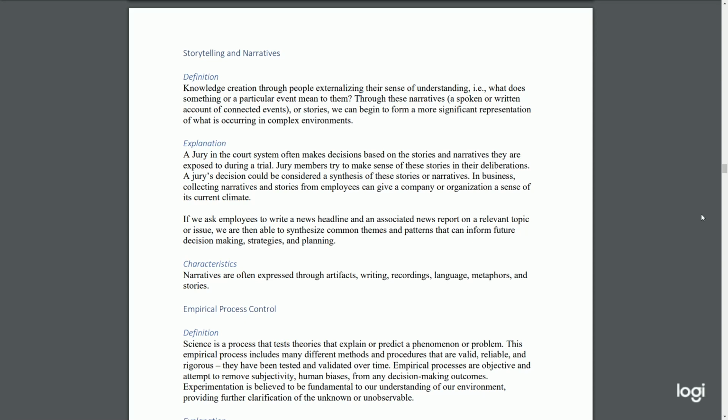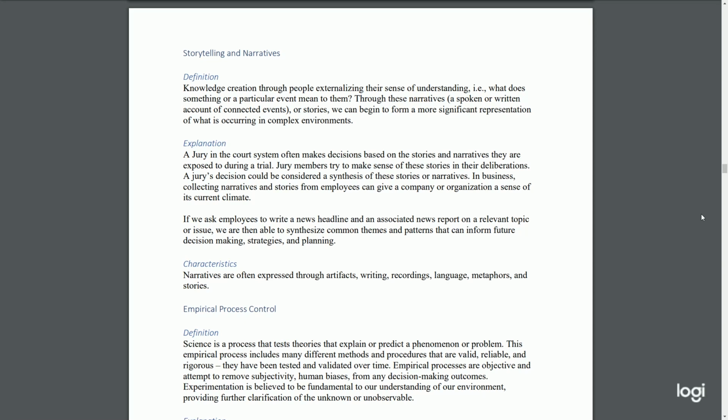In business, collecting narratives and stories from employees can give a company or organization a sense of its current climate. If we ask employees to write a news headline and an associated news report on a relevant topic or issue, we are then able to synthesize common themes and patterns that can inform future decision-making, strategies, and planning. Characteristics. Narratives are often expressed through artifacts, writings, recordings, language, metaphors, and stories.